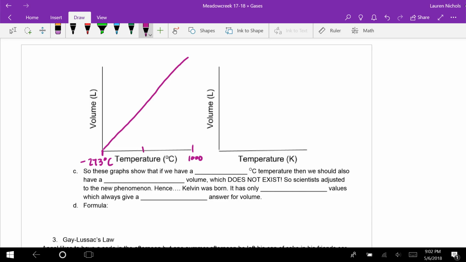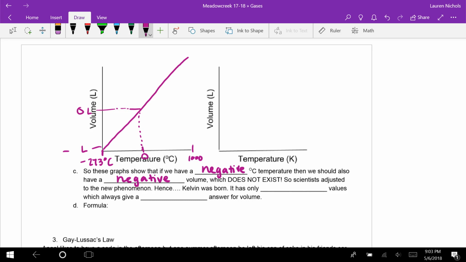And so that means if I have something at 0 degrees Celsius, then that same spot on my graph should be 0 liters of volume. Well, that means down here at negative 273 that we should have negative liters. But you can't have a negative volume. You can't have something take up a negative amount of space. It's just scientifically impossible. And so if we have a negative degrees Celsius value, then we would also have a negative volume. And since that doesn't exist, scientists had to adjust, as they're known to do.